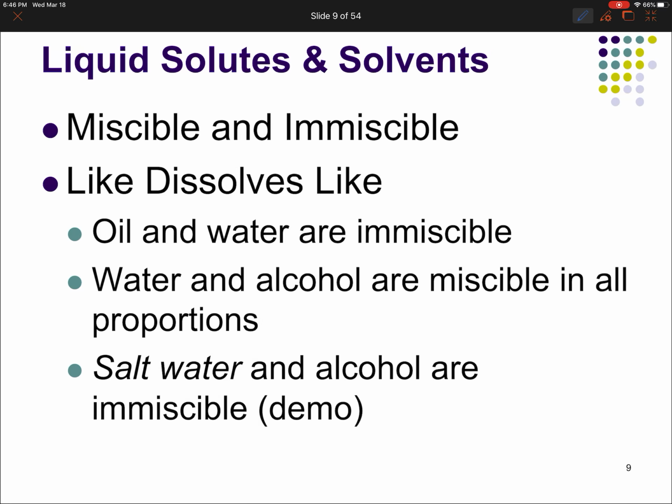Okay. So there are liquid solutes and solvents. We have miscible and immiscible. Miscible means that they can be mixed, and immiscible means they cannot be mixed. Okay. So water and alcohol are miscible. If we mix them together, they will form a solution. Alcohol and salt water are immiscible. So another example is oil and water immiscible, water and alcohol are miscible in all proportions, and salt water and alcohol are immiscible. And I normally have a demo, but I will send it to you because I can't do it today, unfortunately.